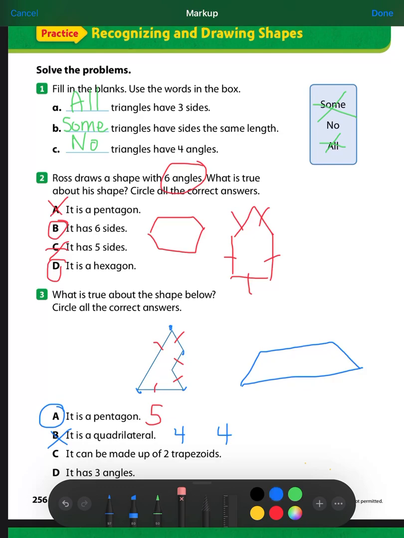Let's see, what if we draw a straight line right here? Well, maybe. Does that make 2 trapezoids? I think it does. So yes, it can be made up of 2 trapezoids. All right, let's read the last one. D, it has 3 angles. We know that's not true because we counted the angles and there were 6. So the answer is A and C.